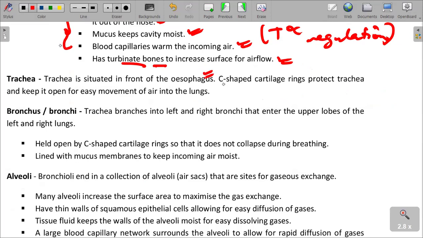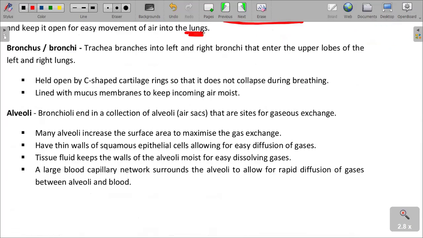C-shaped cartilage rings protect the trachea and keep it open, like we said, preventing it from collapsing. It keeps it open for easy movement of air into the lungs. Air must easily move into the lungs, and therefore that is one thing we are talking about, suitability. The C-shaped cartilages ensure that the air passage is kept open and allows air to enter.